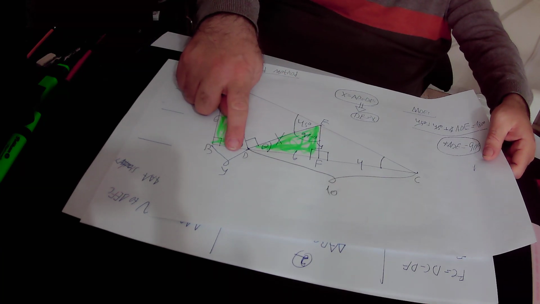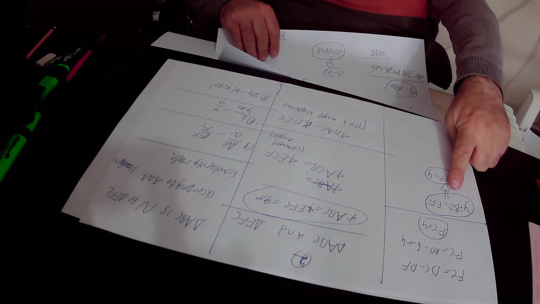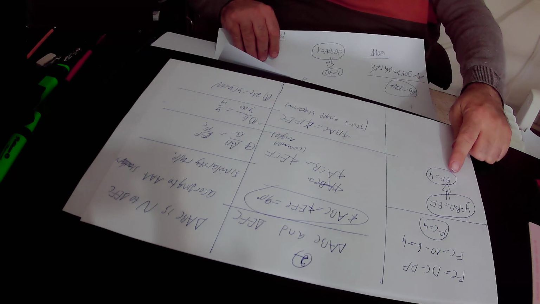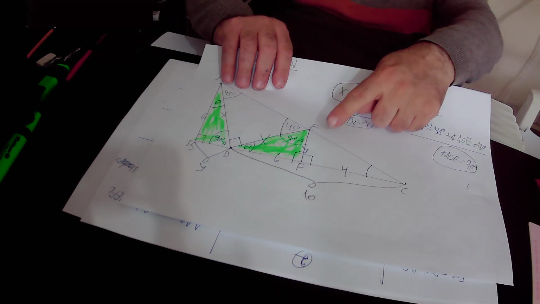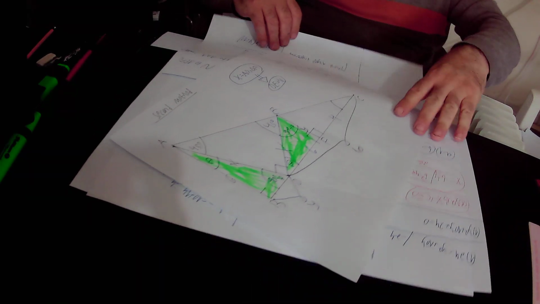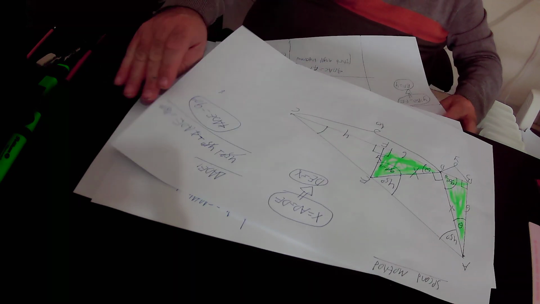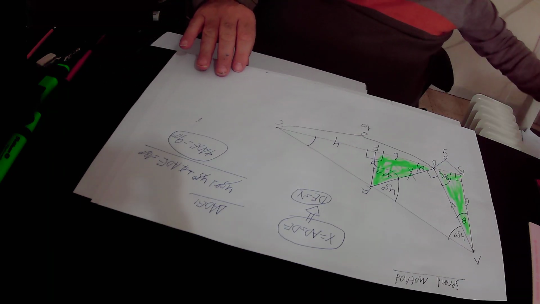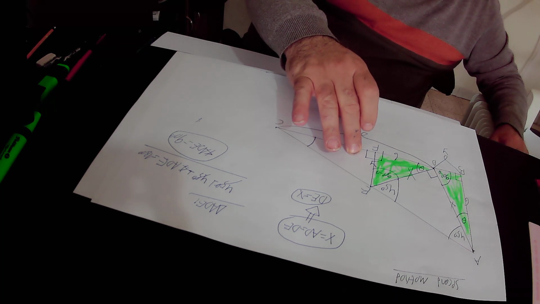If we define BD as Y, then from this equation, Y equals BD equals EF, we derive that EF is also equal to Y. So if EF equals Y, then we proved that the right triangle ABC is similar to the right triangle EFC.